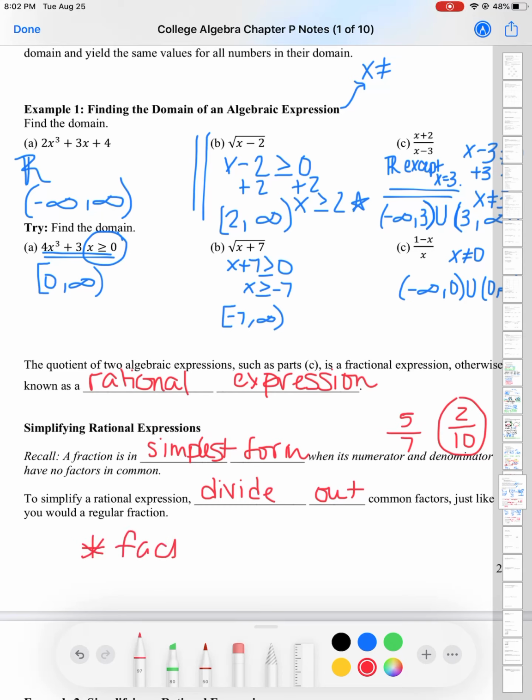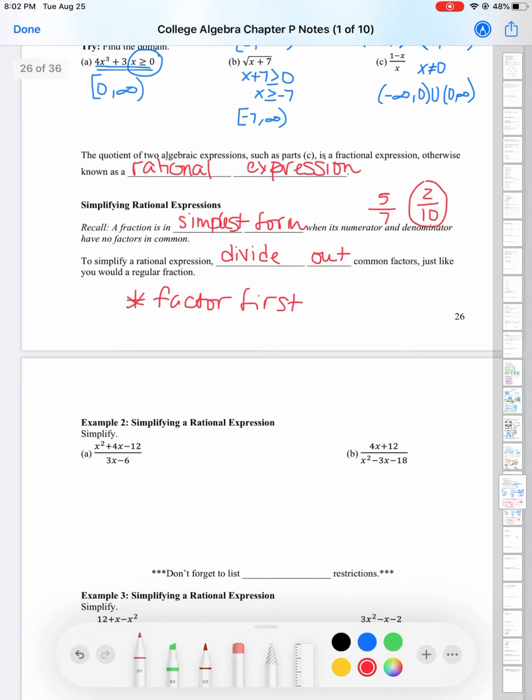So with rational expressions, we always factor first. That's why P.4 was so important, because we reviewed how to factor. In a lot of these, I'm going to skip the factoring process just to keep the video time down. You can look back on P.4 on how to factor some of these.